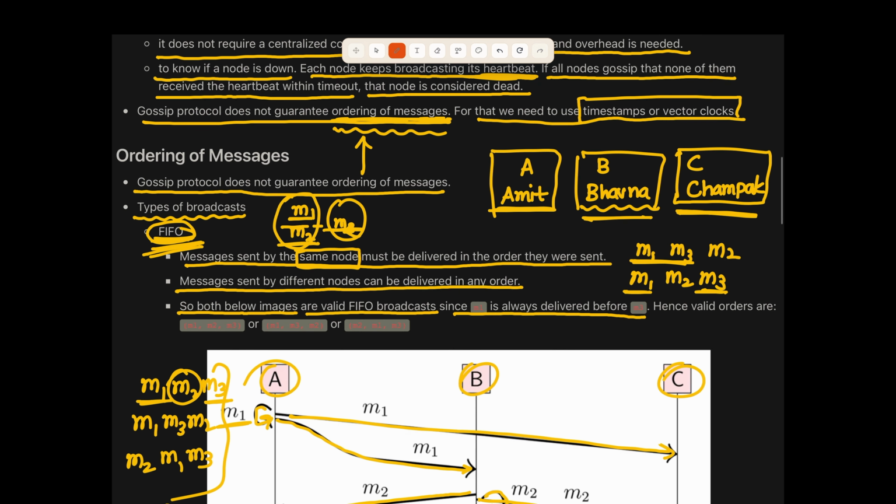FIFO is concerned with the messages from the same person. It only says that whatever messages are sent by the same person, those will be delivered in the order they were sent. It is not concerned with other persons. So M2 can come before M1, M3, or it can come after M1, M3, or it can come between M1 and M3. But M1 will always come before M3. This is the guarantee by FIFO broadcast.